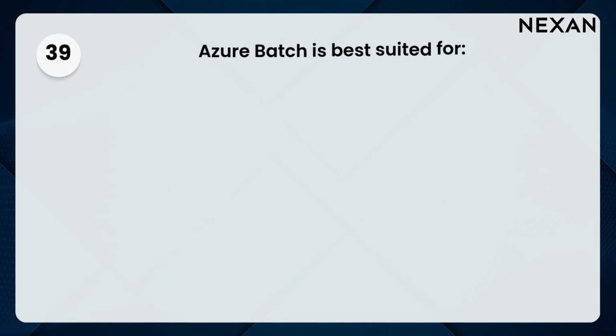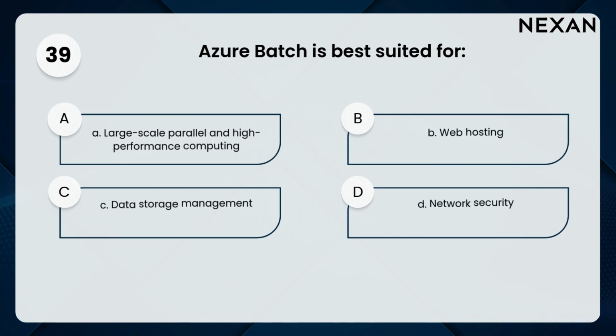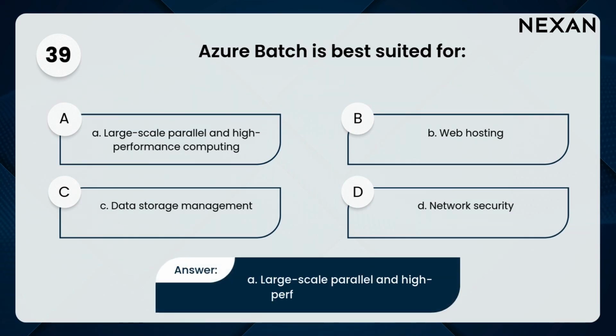39. Azure Batch is best suited for A. Large-scale, parallel, and high-performance computing, B. Web hosting, C. Data storage management, D. Network security. Answer: A. Large-scale, parallel, and high-performance computing.